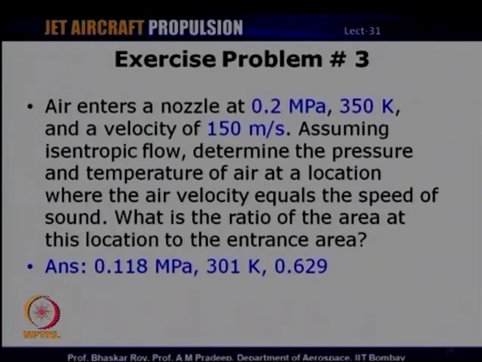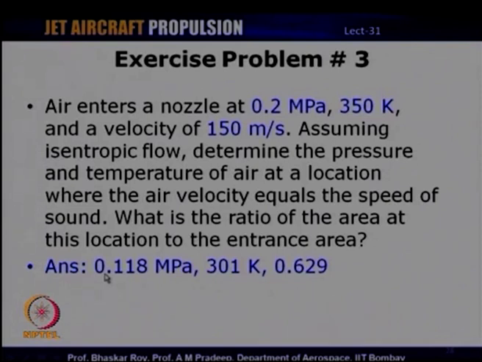Third question is on a subsonic nozzle. Air enters a nozzle at 0.2 megapascal, 350 Kelvin and a velocity of 150 meters per second. Assuming isentropic flow, determine the pressure and temperature of air at a location where the air velocity equals the speed of sound. What is the ratio of the area at this location to the entrance area?